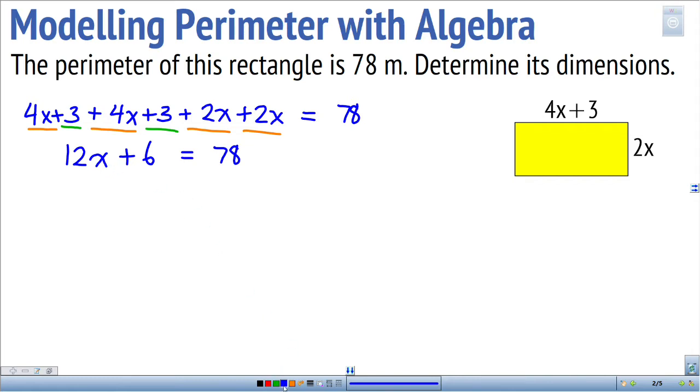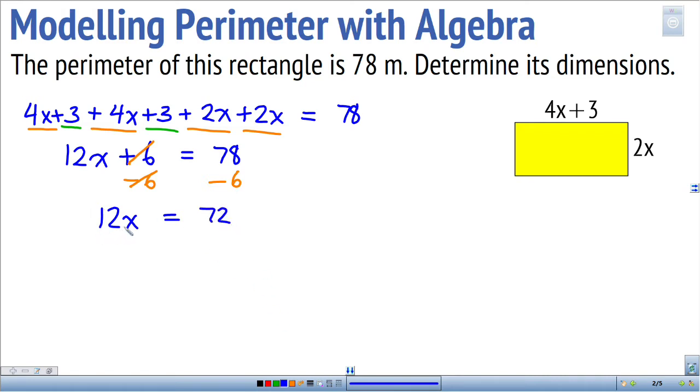I'm going to isolate x here. I'm going to remove this plus 6, so I'm going to subtract 6. Now if I subtract 6 on this side, I'm going to have to subtract 6 on the right side as well. So that plus 6 and the minus 6 will subtract away. I am left on this left-hand side with 12x. That's equal to 78 minus 6 is 72.